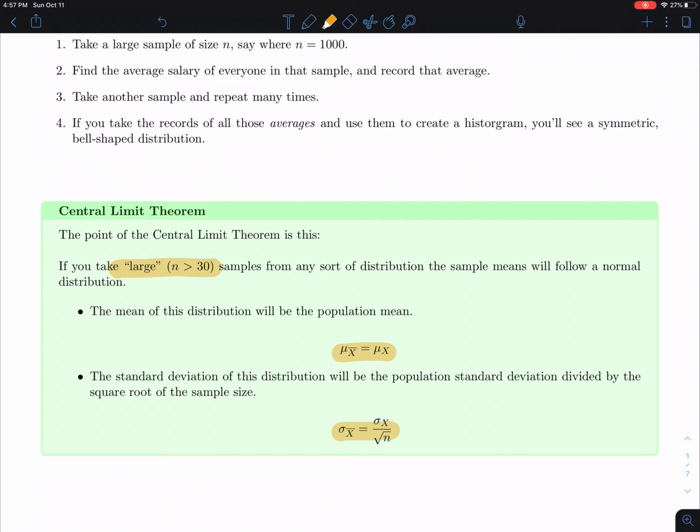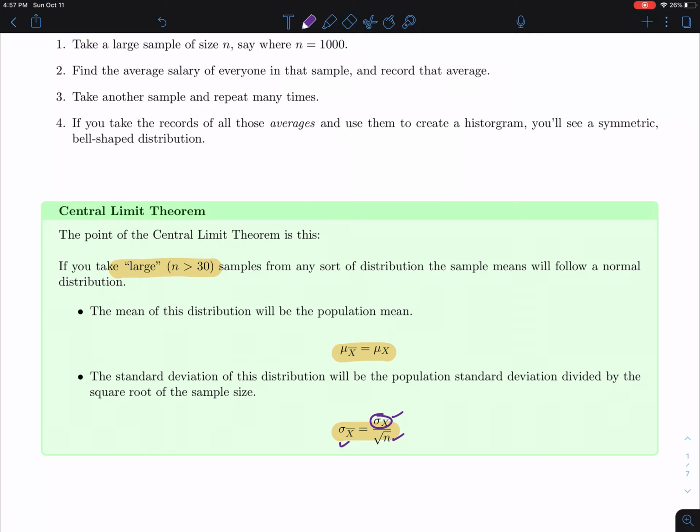In this case, the sigma of x on top is the original population standard deviation, and this is the standard deviation of all the sample means that we calculated. You can see we take the original population standard deviation and divide it by the square root of n. Since we're dividing it by some number, it's going to narrow it, because n has got to be bigger than 30. It's going to shrink our normal curve and pull it in a little bit tighter.